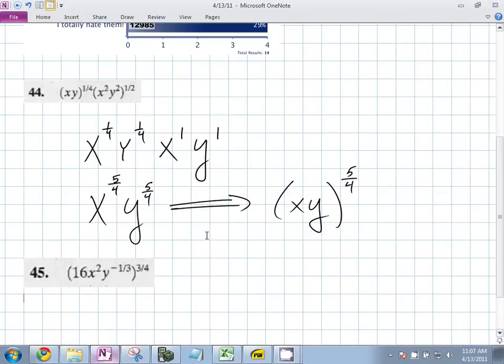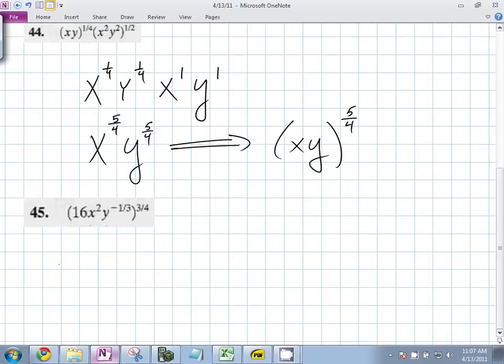What do you do with the power? Distribute it in, so it's 16 to the what power? X to the what power? 2 times 3/4. We'll leave it like that for now. Y to the negative 1/3 times. Yeah, you multiply the powers, right?